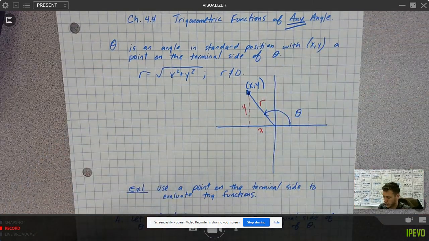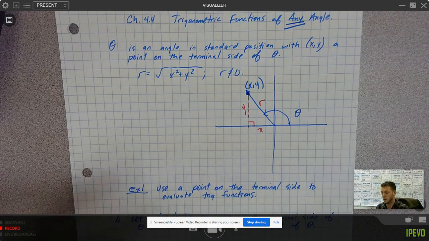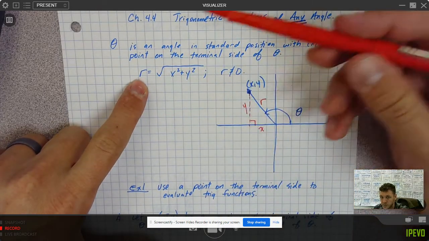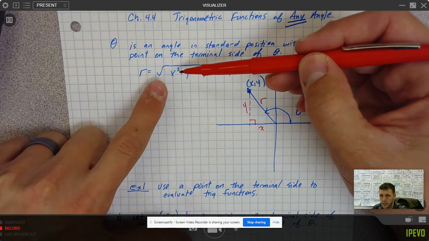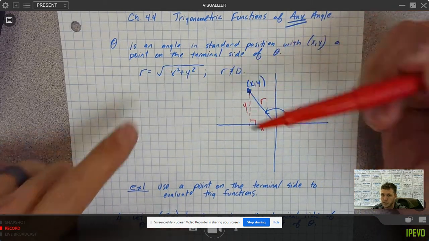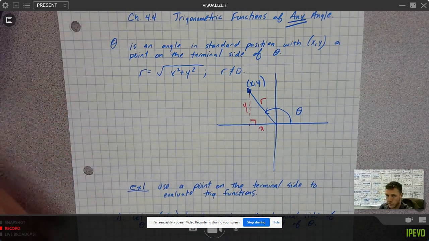Now you can see here that we create a right triangle. And so in essence, r is the hypotenuse. This is just a version of the Pythagorean theorem: x squared plus y squared, and we're going to go ahead and take the square root of it. And so with that, we can evaluate our six trig functions.